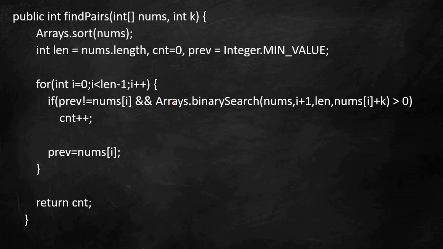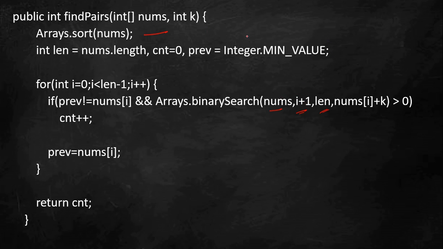Okay, the code for that will look something like this. First we are doing the sort here. I am declaring the variables: length, count is 0, and previous is Integer dot MIN_VALUE. In my for loop, I am checking if my previous is not equal to nums of i and if the binary search result is greater than 0. Binary search will give me the index of the value that we are searching for. In my nums array, I am searching from my i plus 1th index till the end of the array. This is important because it should not search for the same value, right?